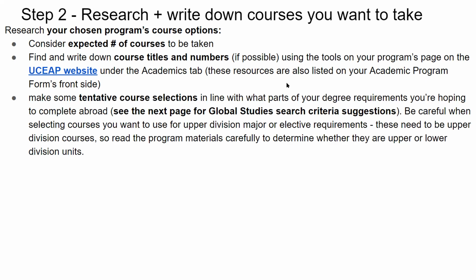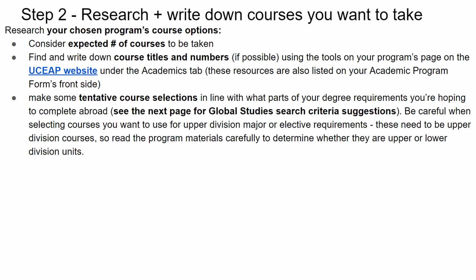The next page is going to have some suggestions for global studies, things to look for, parts of your major requirements you most likely will be ready to focus on once you're going abroad. The big thing is be really careful when you're selecting courses. If you want to use them for upper division major or elective requirements, they do have to be upper division courses when taken at the program university.